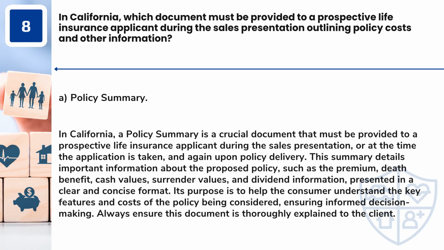Answer: A. Policy summary. In California, a policy summary is a crucial document that must be provided to a prospective life insurance applicant during the sales presentation, or at the time the application is taken, and again upon policy delivery. This summary details important information about the proposed policy, such as the premium, death benefit, cash values, surrender values, and dividend information, presented in a clear and concise format. Its purpose is to help the consumer understand the key features and costs of the policy being considered, ensuring informed decision-making. Always ensure this document is thoroughly explained to the client.